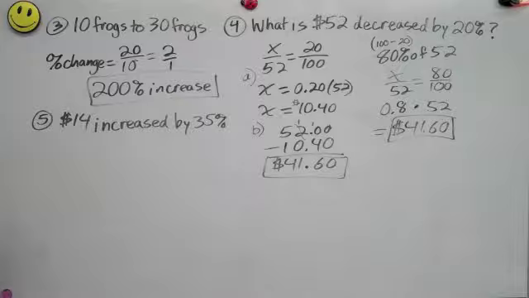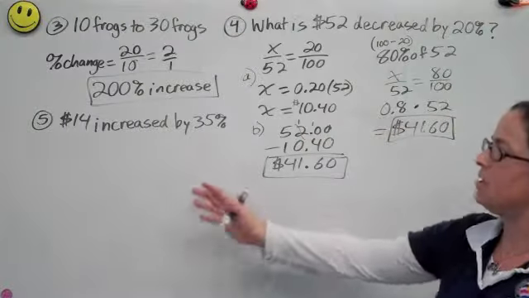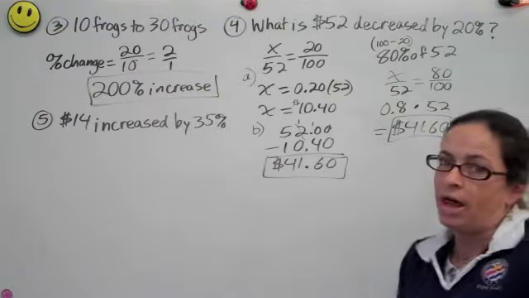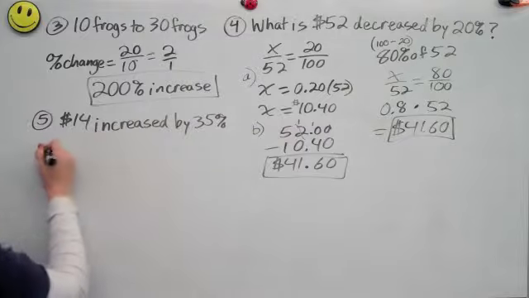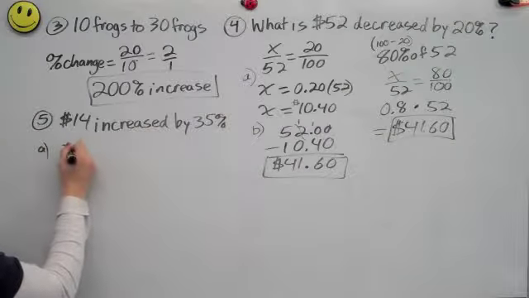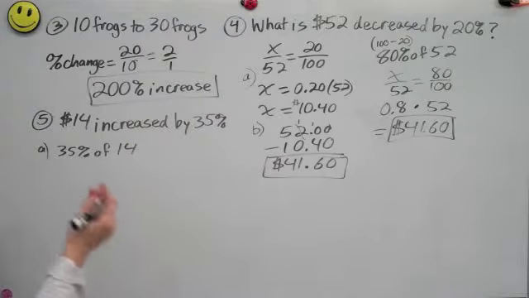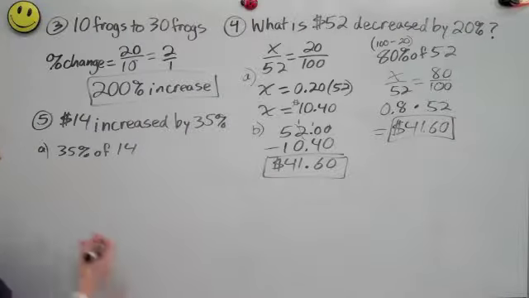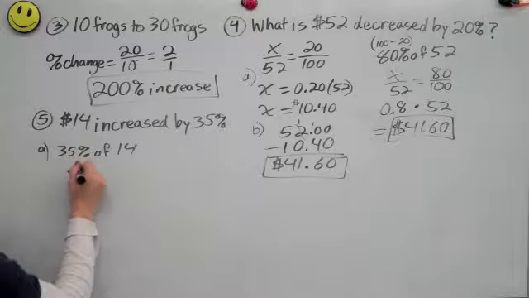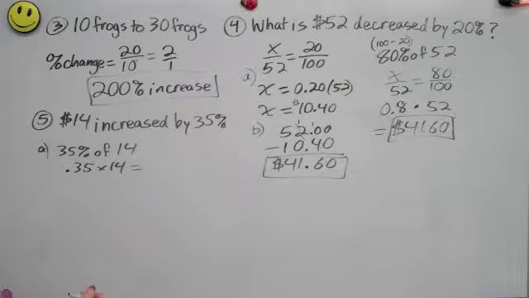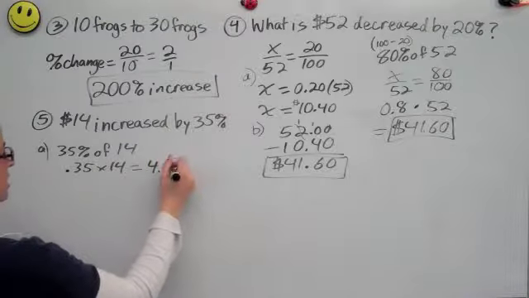So then we come to number 5, which we have the same sort of situation. $14 is being increased by 35%. Well, I can go with the two-step method. I can do A, what is 35% of 14, either by proportion or by a multiplication. Figure out this is 0.35 times 14. When I get that number, I will end up with $4.90.